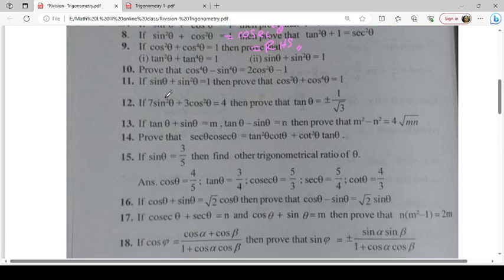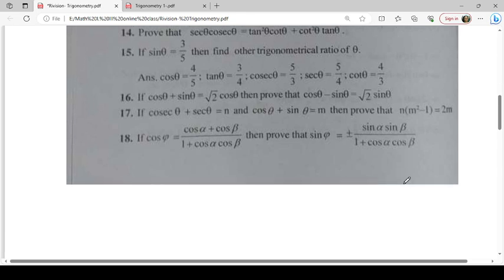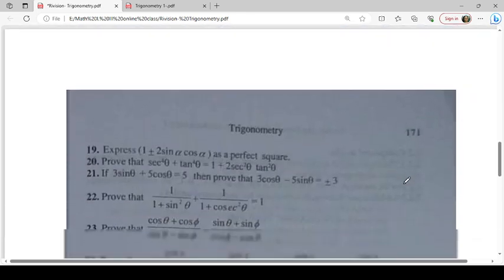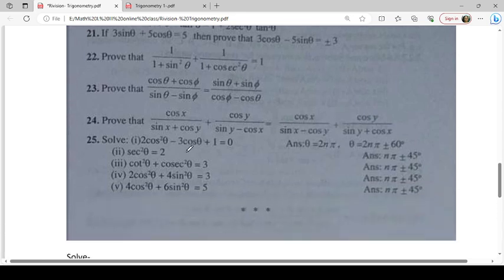So these are also some applications. You can try it. Then sec theta cosec theta is tan square theta cot theta. These are all derivations. Then sec to the power 4 theta plus tan to the power 4 theta is this one. These are all derivations of this. We can do it. Then solve these problems.